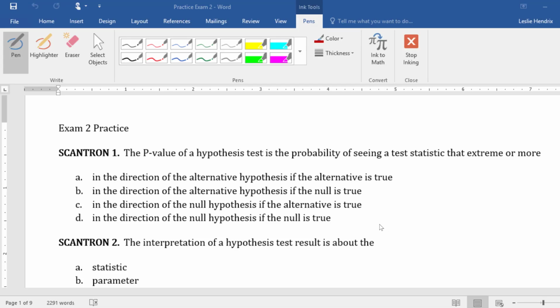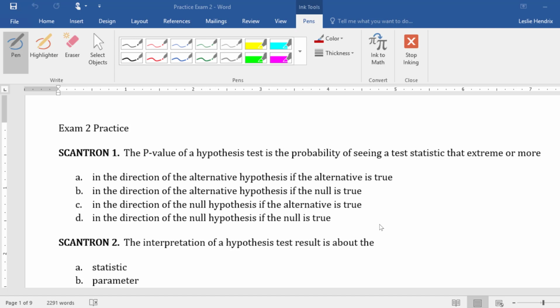Okay, so this is our practice exam for exam 2. Remember that this is just a sample of the kinds of questions that I could ask on your exam. You should be doing this exam without your notes and without any internet support or any help in any way to really gauge how well you know the material. Okay, so let's get started.